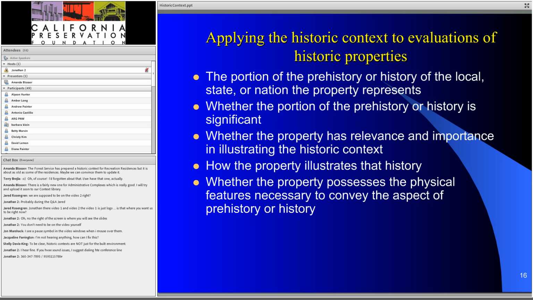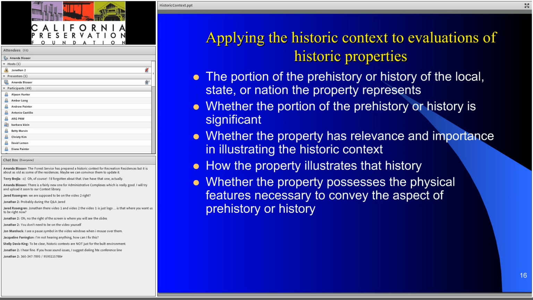the portion of prehistory or history of the local, state, or nation the property represents, whether the portion of the prehistory or history is significant, and whether the property has relevance and importance in illustrating the historic context, how that property illustrates that history, and whether the property possesses the physical features necessary to convey the aspect of prehistory or history.